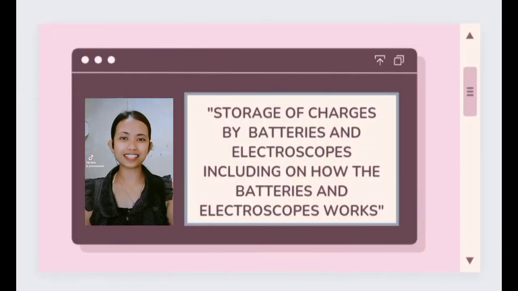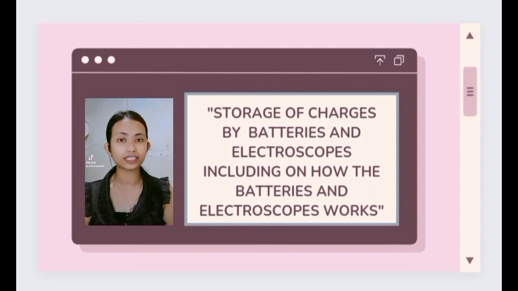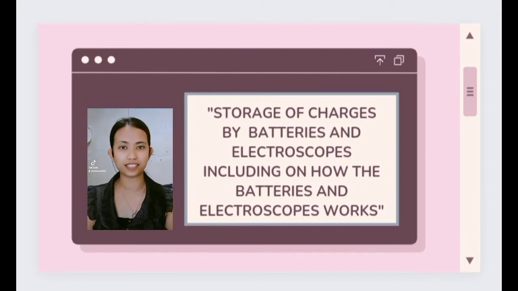For today's lesson, we will be discussing the storage of charges by batteries and electroscope, including how the batteries and electroscope work, as it is part of our lessons on electricity with calculations. So please pay attention as we will discuss it further.